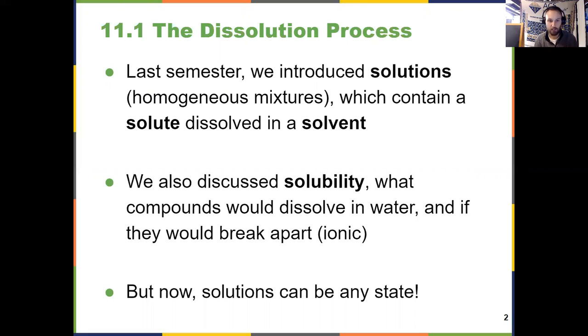The solute gets dissolved into a solvent. Everything is soluble to a degree. Some things are really soluble, some things are virtually insoluble. We learned about solubility rules first in chapter 4 to see if something would A, dissolve in water, and B, whether or not it would break apart.